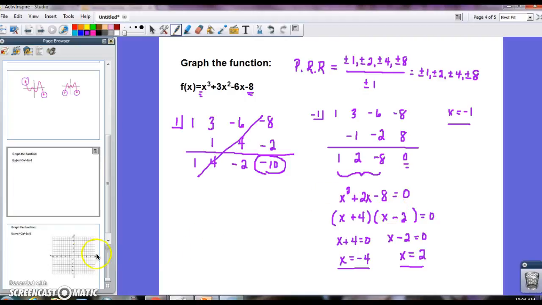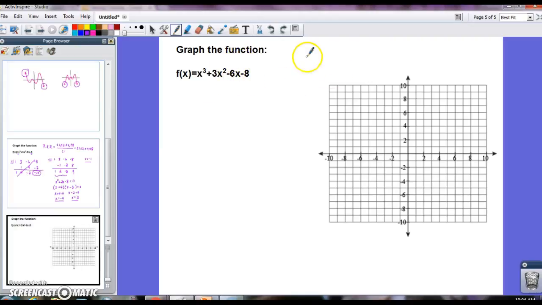Okay? So I'm just going to go on to the next page here just because I have a little bit more room. So this is the same exact problem. Let's write out our roots. We had x equals negative 1. We had x, excuse me, was equal to 2. And we had x was equal to negative 4. So those are our 3 roots. That's where our graph is going to cross the x-axis. So I know I'm going to have a point right here. I know I'm going to have a point at 2. And I know I'm going to have a point at negative 4.